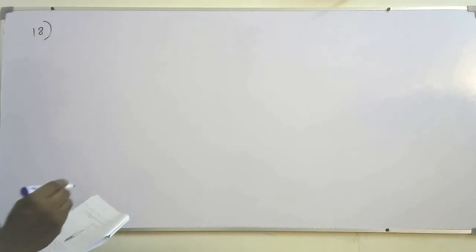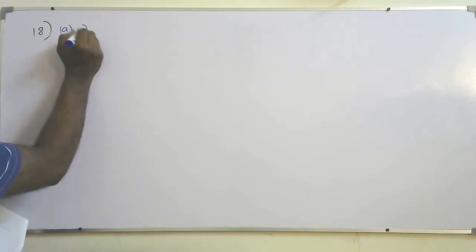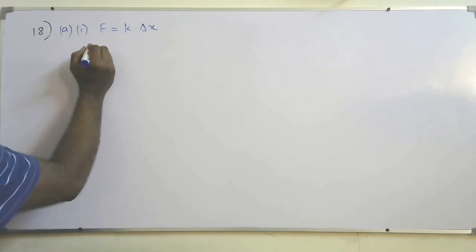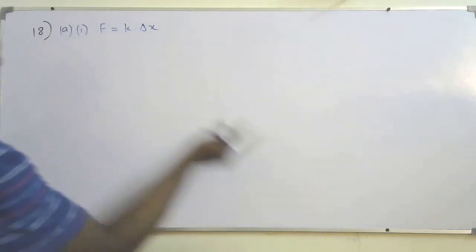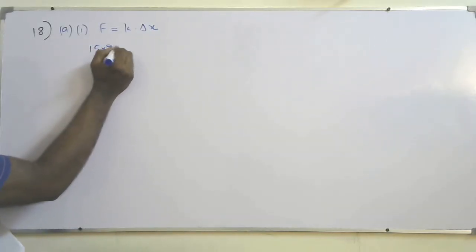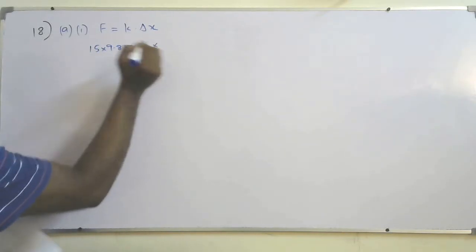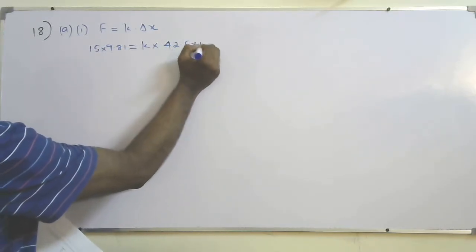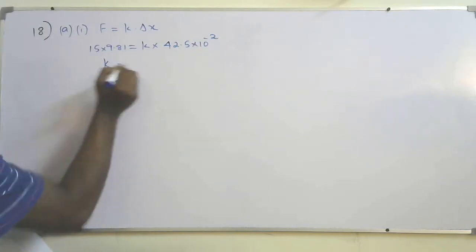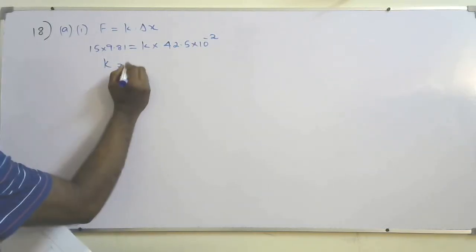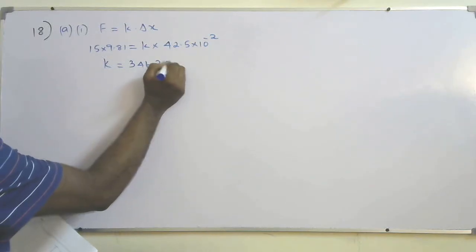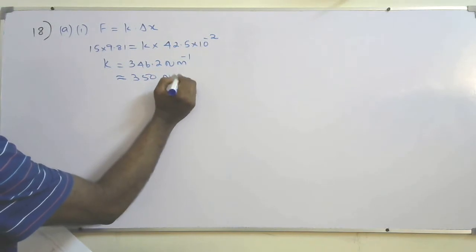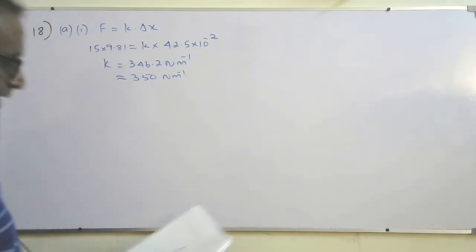So that is very simple. We can say, 18A, first part, you can use F equals K times delta X. That is 15 kilograms. It's hung vertically, so 15 times 9.81 is the force acting on it. K times the extension, which is 42.5 times 10 to the power minus 2 meters. So K will be 346.2 Newton per meter, approximately 350 Newton per meter. That is the A part, first part.